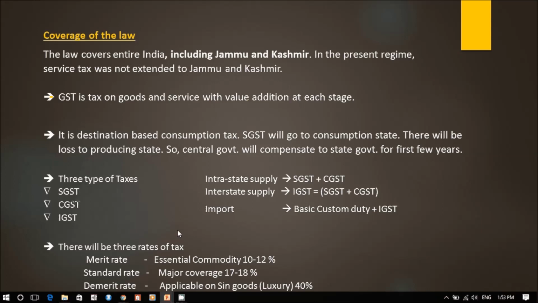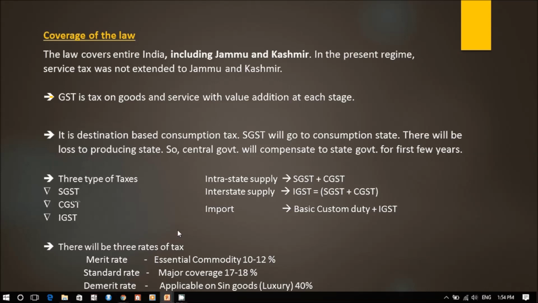GST is a destination based consumption tax. What does it mean, destination based consumption tax? It says that tax would be charged by the government or the state in which goods have been consumed. So if Maharashtra is producing goods and Delhi is buying the goods, tax would be collected in Delhi. The amount will go to the Delhi government.